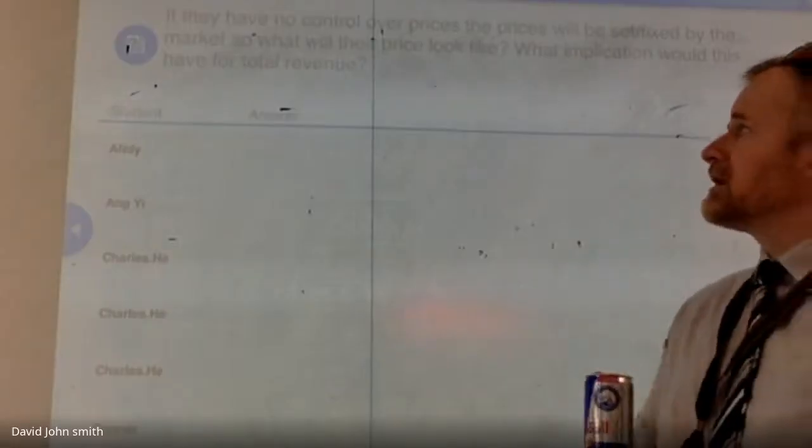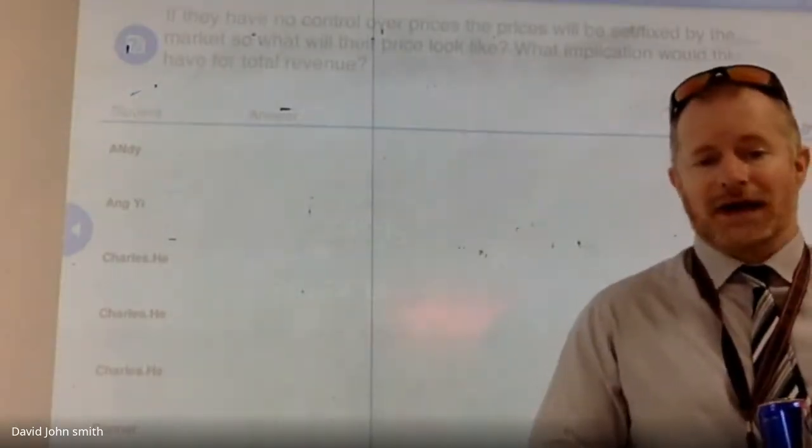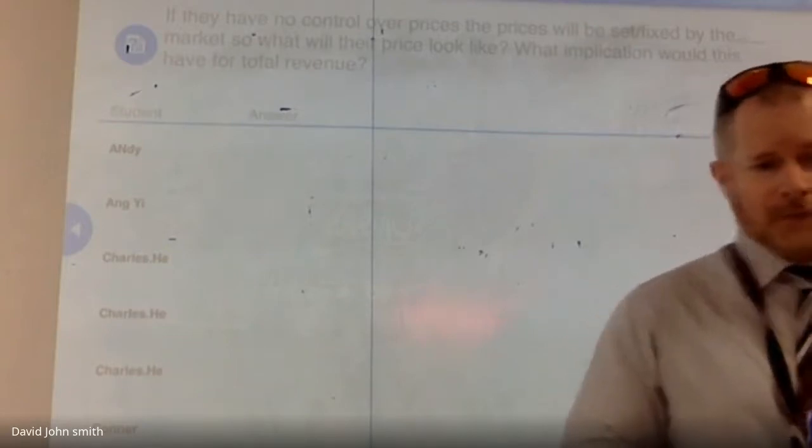If you can get to the point where you can write what's happening to the prices, I'm happy. If you can go beyond that to have a thought about what the implications might be for total revenue, excellent, but that is more extra for experts. But what is happening to the prices if they have no control over them? What does it look like?